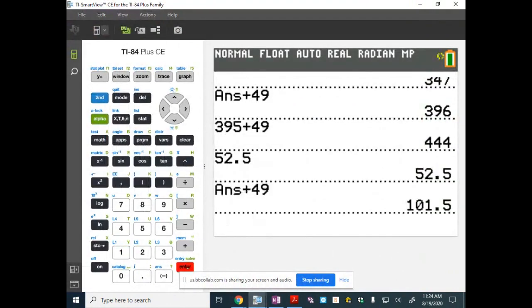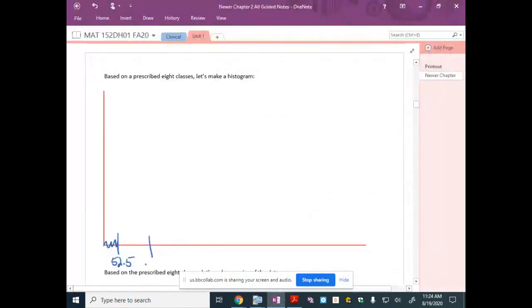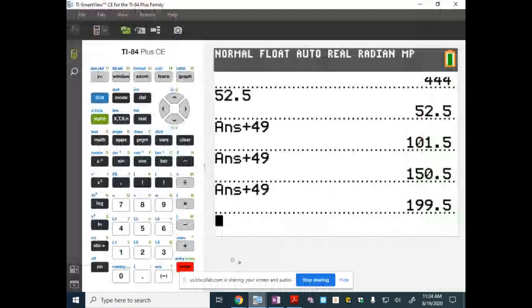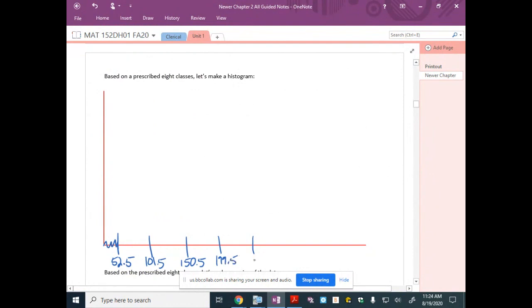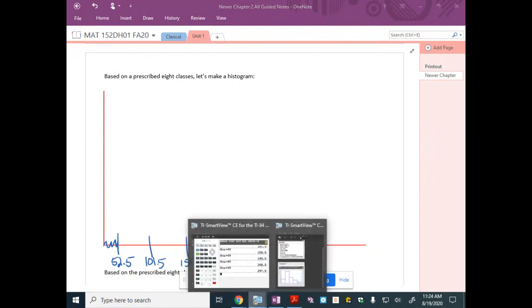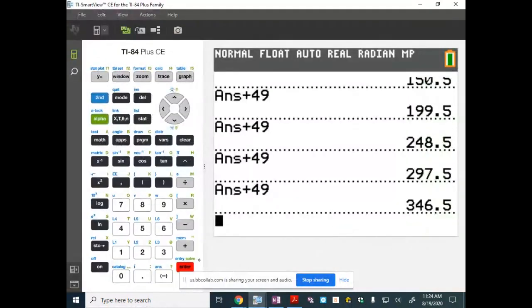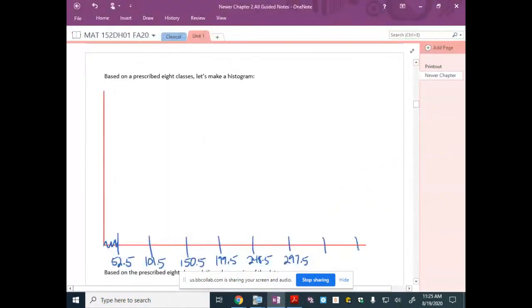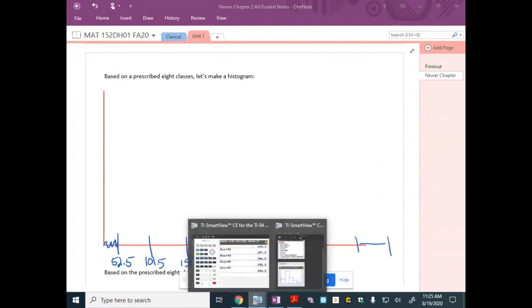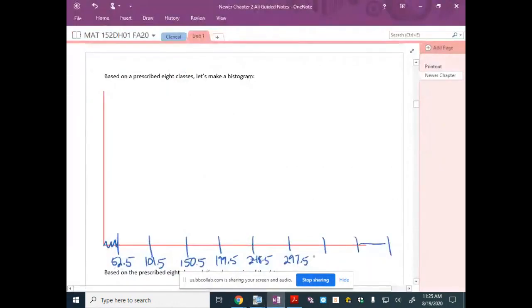Then adding 49: 101.5, 150.5, 199.5, 248.5, 297.5, and I might go off the chart here, 346.5, 395.5, and 444.5. Yeah, I went off the chart, so be it.